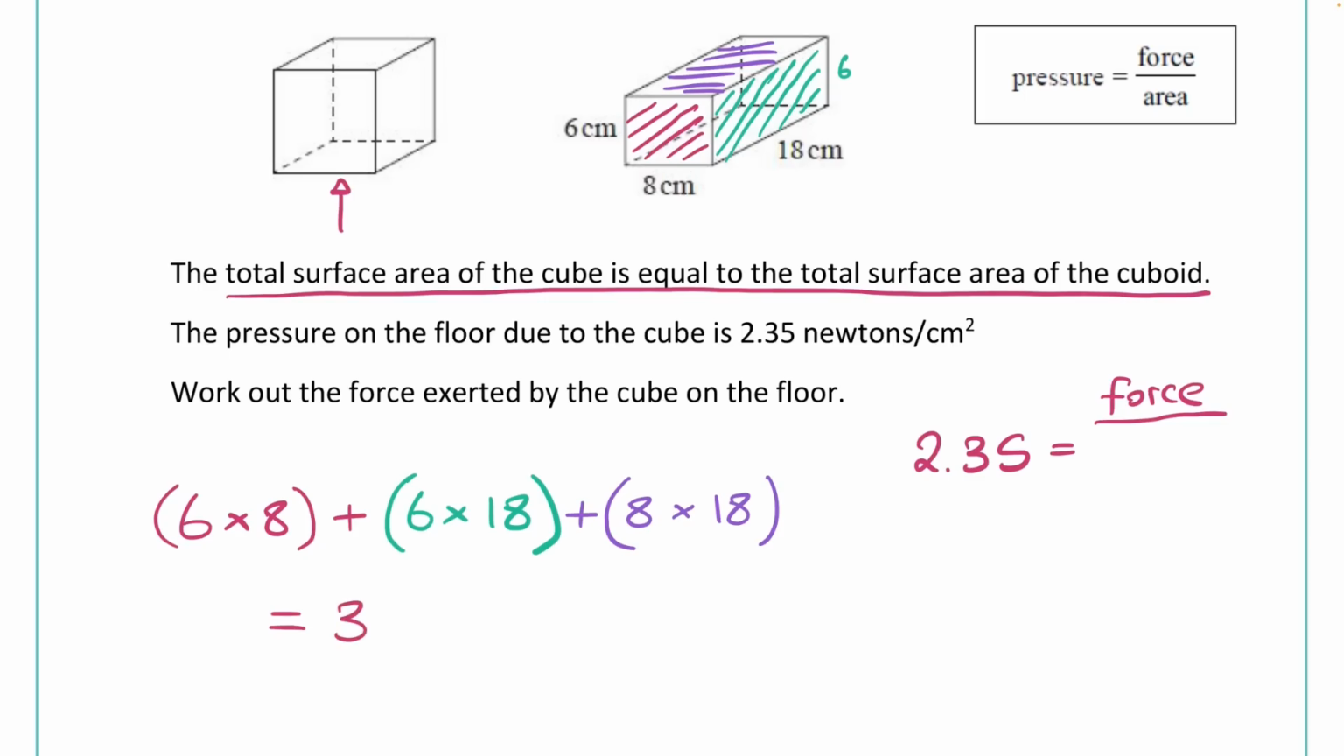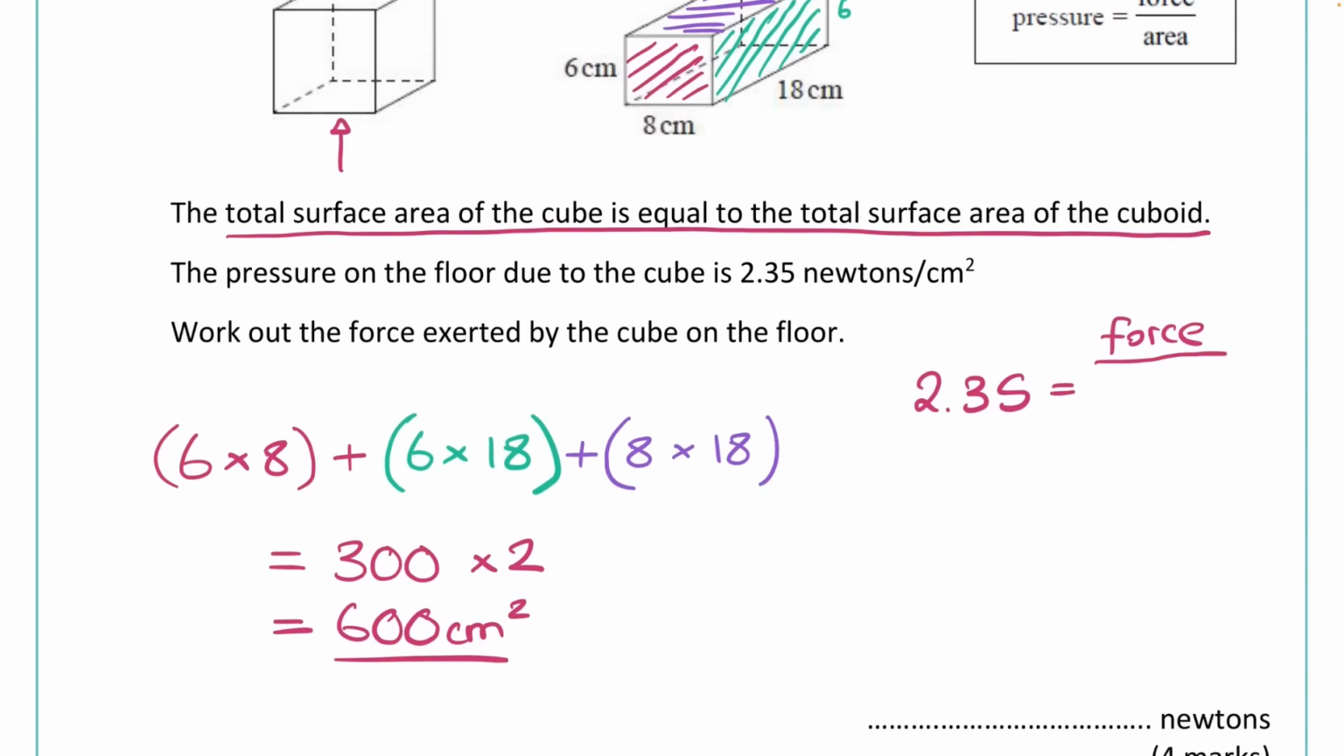Now it's up to you how you work this out. Of course, there are two faces that are the same on the front, the back, the sides, and the top and the bottom. So for the total surface area, I need to multiply my answer by 2 because I've only worked out one of each of the faces. So if I times that by 2, of course I get the answer 600 centimetres squared. That's the surface area of the cuboid, which of course therefore is the surface area of the cube.